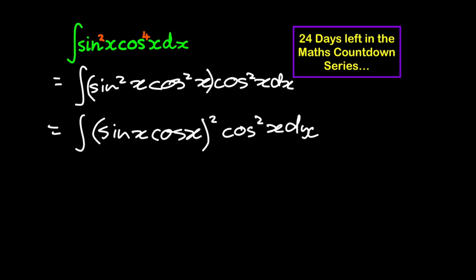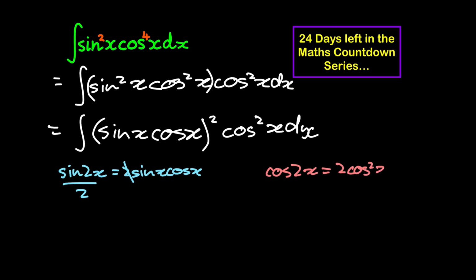If you didn't quite catch that, I'll show you exactly what I mean. We know that sine of 2x is equal to 2 sine of x times cosine of x. But I just have sine of x times cosine of x, so I divide through by 2. Now for cosine squared of x, we know that cosine of 2x is equal to 2 cosine squared of x minus 1. But now I need to isolate cosine squared of x, so I get cosine squared of x is equal to cosine of 2x plus 1 all over 2.